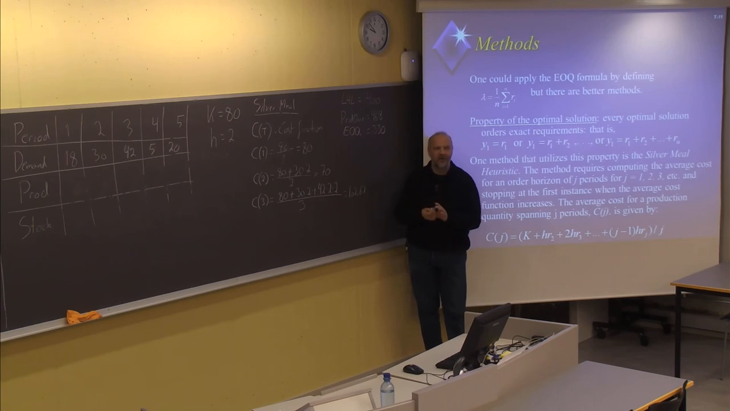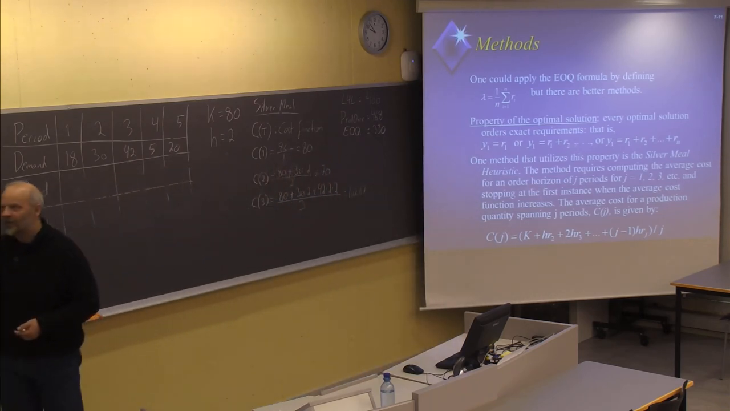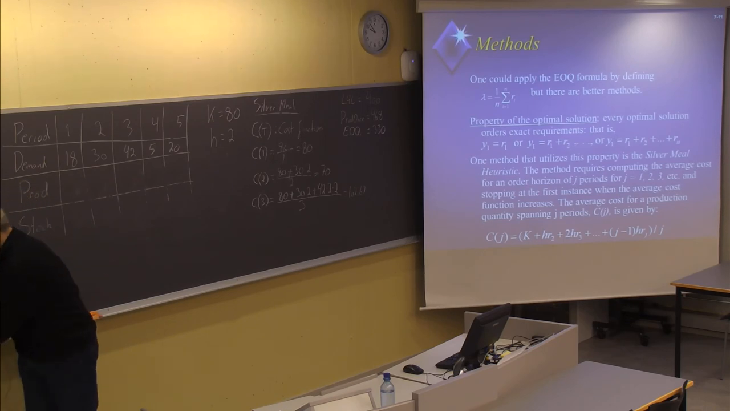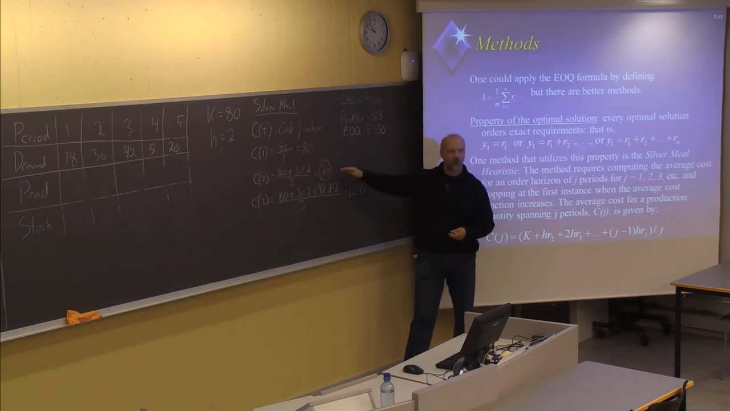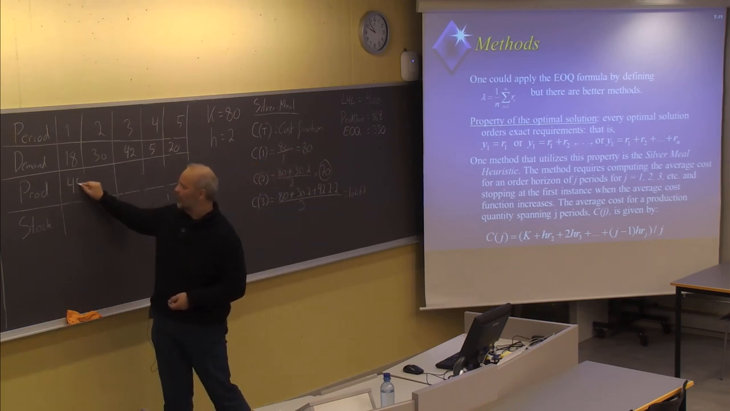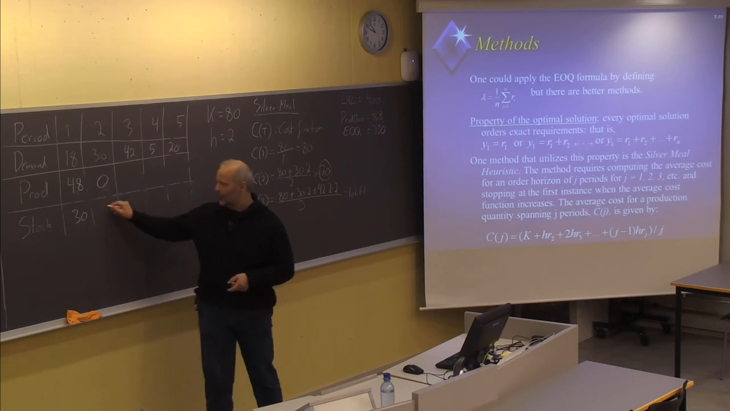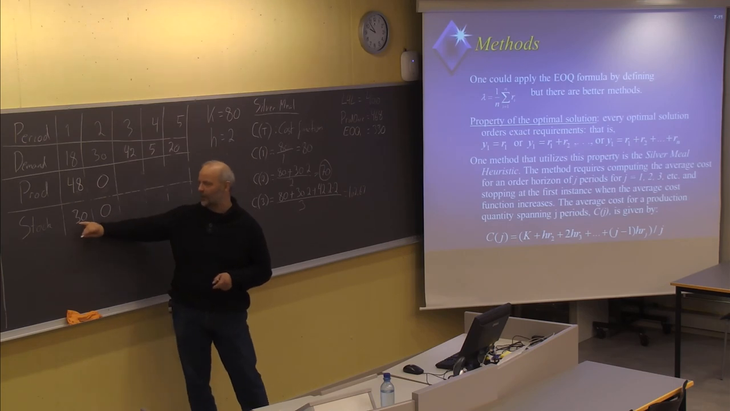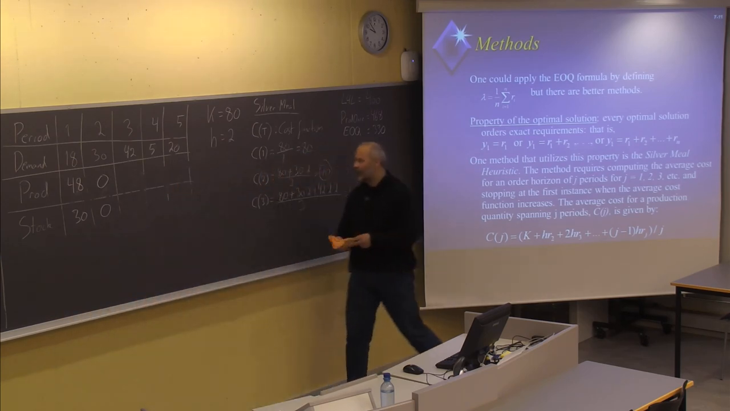The idea behind this Silver-Meal method is to choose the number of periods which will give us the lowest average cost. The lowest cost here will be 70, which means we should produce in period 1 the demand for the coming 2 periods. So here we should produce 48, store 30 of them, and have no production in period number 2. Then you don't have anything left because you have exactly 30 in stock, which will meet the demand. Then we have to start all over again from period number 3.